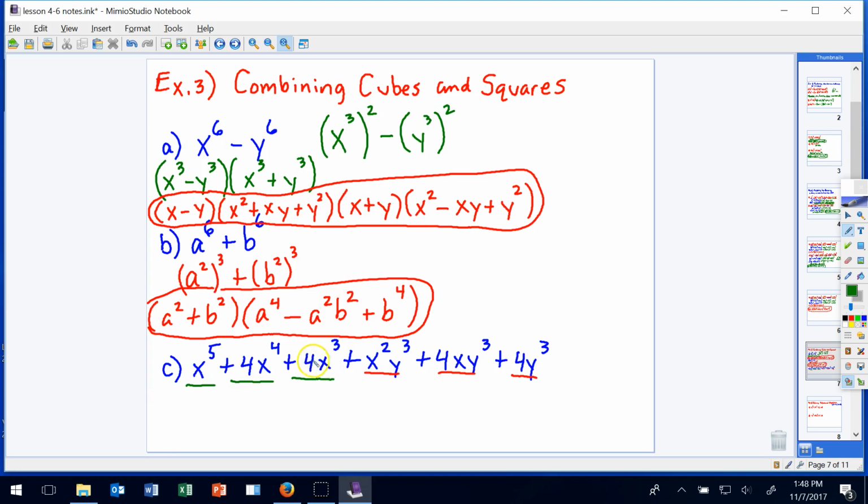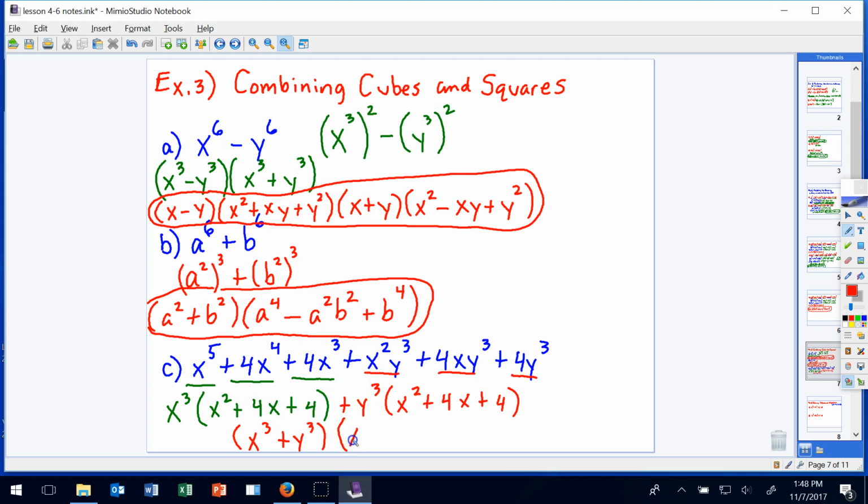So for the green group, we're going to factor out x cubed. And when we do, we get x squared plus 4x plus 4. And then for the red group, we're going to factor out y cubed. And when we do, we get x squared plus 4x plus 4. So we did the grouping correctly. So let's gather up the two terms that are not in parentheses, multiplied by the matching parentheses.